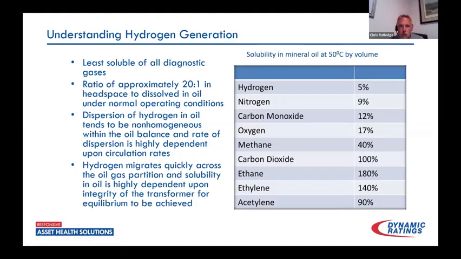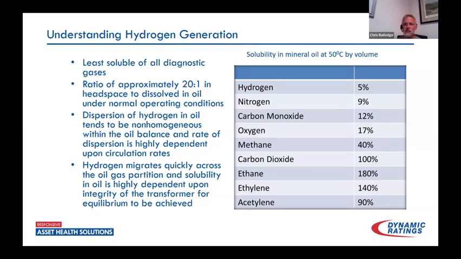Now, one of the things we've got to understand when we look at hydrogen, if we're doing hydrogen only, it does make a huge difference where that sensor is mounted. Hydrogen tends to be a pretty non-homogeneous distribution throughout the oil blanket of that transformer. It also is the least soluble of all these gases. So if we see here, we've got hydrogen at 5%, we've got ethylene at 140, ethane at 180. So this is at 50 degrees C.